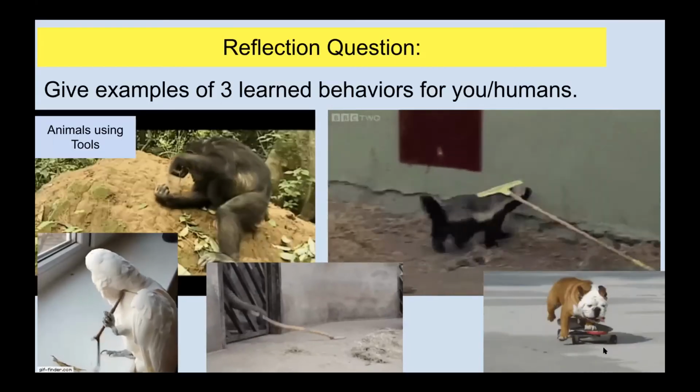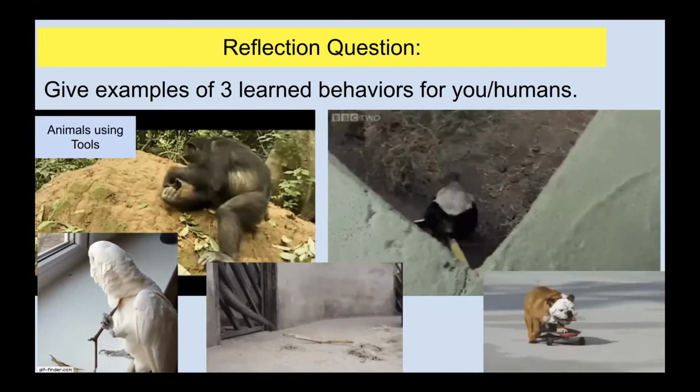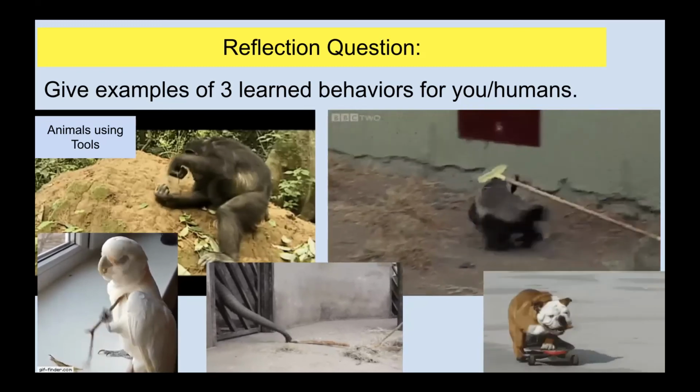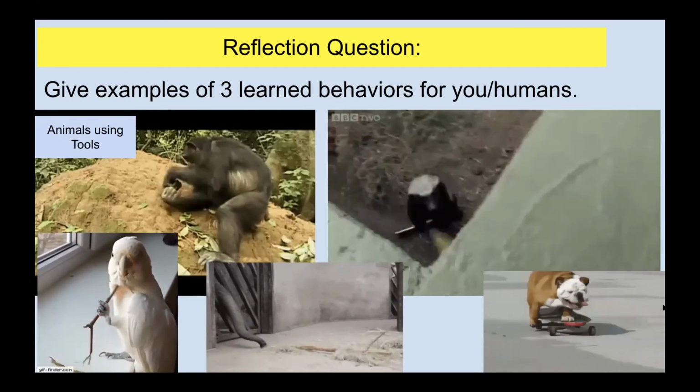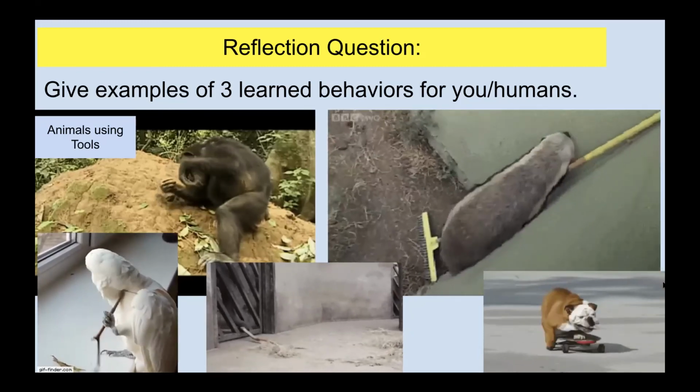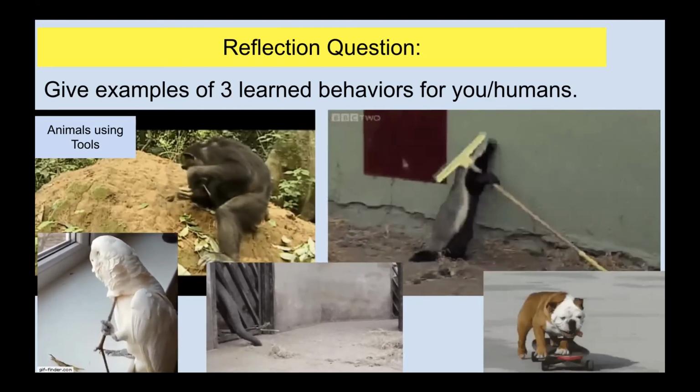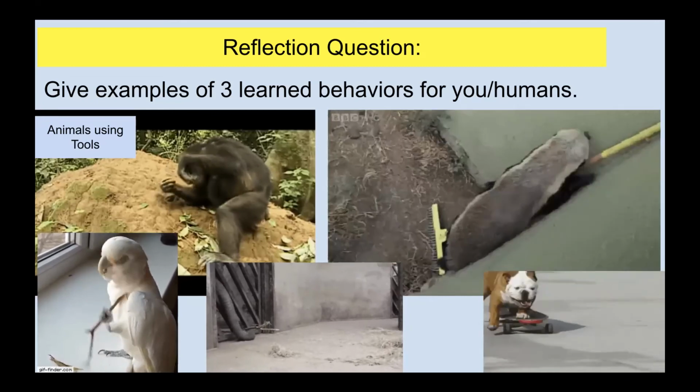So our next slide, I have a reflection question for you guys. Give examples of 3 learned behaviors for you or humans in general. And you can see an example of some other animals that have learned how to use tools by either trial and error or watching other animals. So think about how that relates to you.